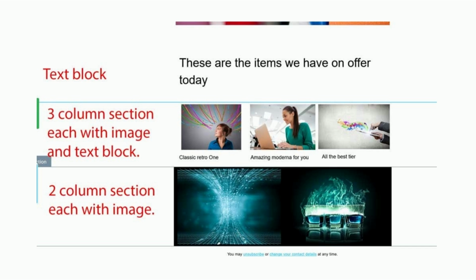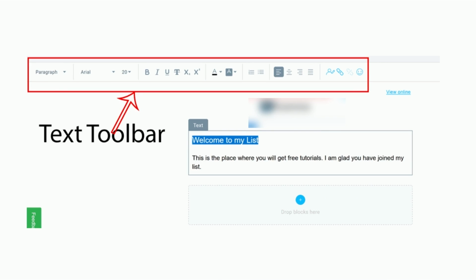Working with text blocks. Once you drag in a text block, the text toolbar will appear. You can select any text and change any text settings such as font, color, etc. You can change text settings using the text toolbar below. To make any text into a heading, increase its font size, and make it bold.